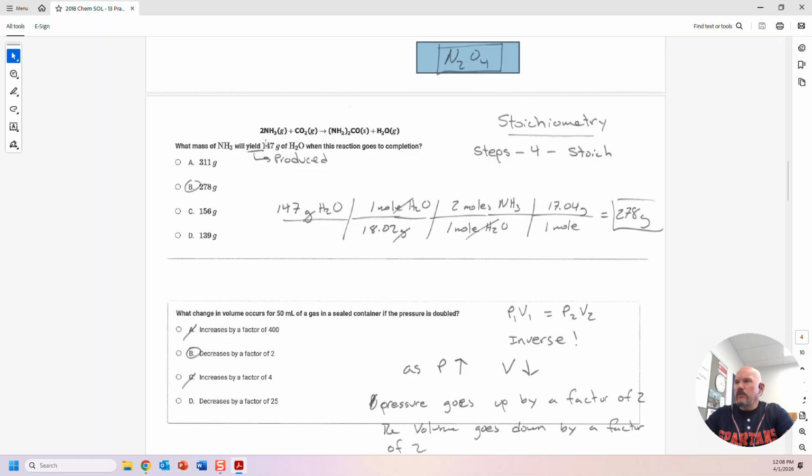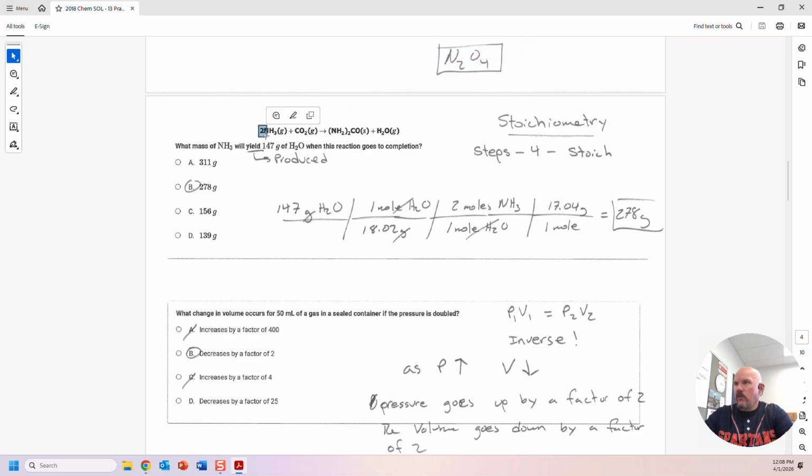All right, so remember, yields just means produced. So it's saying if 147 grams of water is produced, how many grams of ammonia were used, right? So we'll take 147 grams of water, divide by the molar mass of water, and that'll give us moles of water. Then we'll multiply by our mole ratio in our reaction.